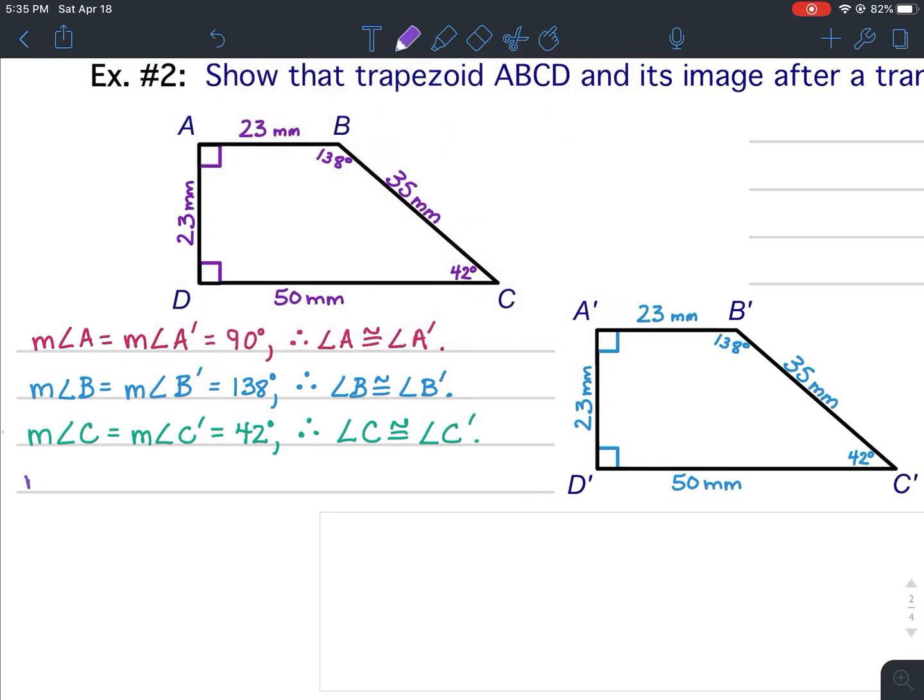Angle D. The measure of angle D equals the measure of angle D prime, which equals 90 degrees. Because their measurements are equal, I could say the figures are congruent. So therefore, angle D is congruent to angle D prime.